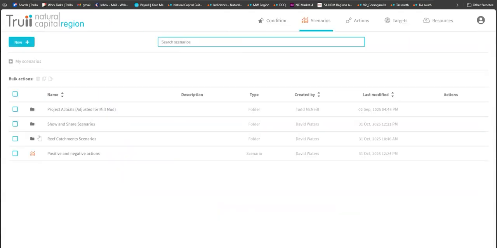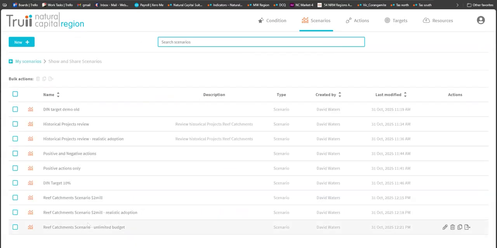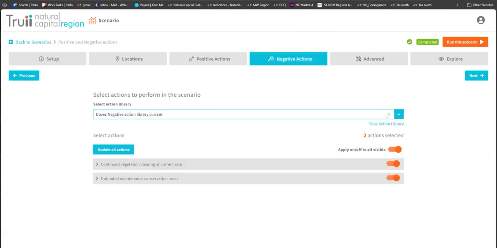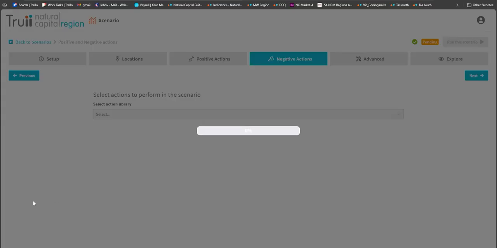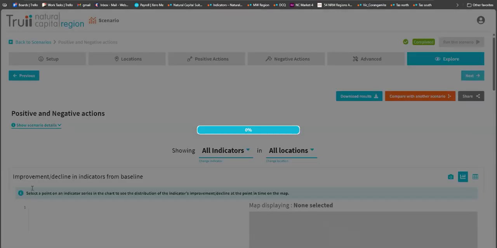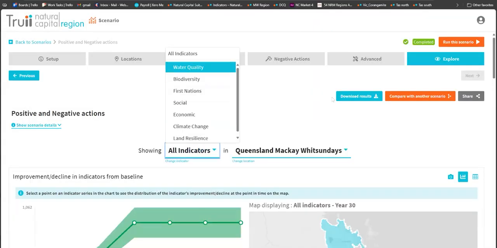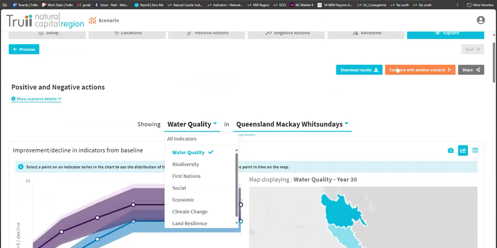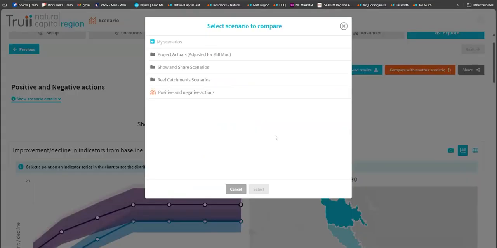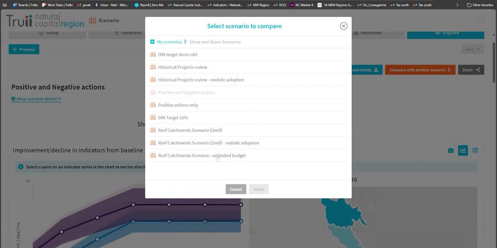So let's go back and now say, well, what happens if we didn't include the negative actions? Positive and negative actions. Let's run that one. But this time we'll just run the positive actions. And let's compare that to the previous scenario so we can understand. Positive actions only.